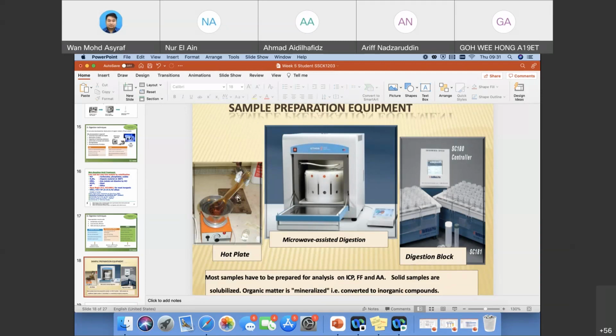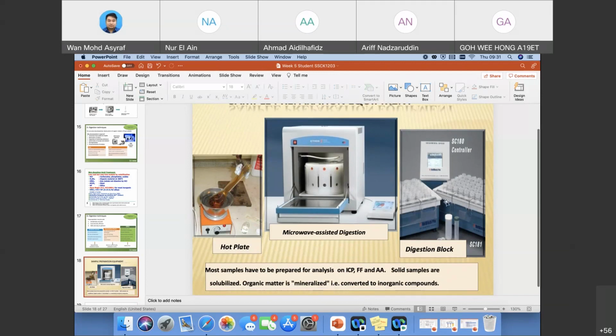So you heat it up. Or you might be able to use a microwave assisted digestion where you put your sample inside. There are tubes inside here. So you put your sample in, you put your acids in, and then maybe you have a digestion block which will measure the temperature, which is much more uniform from one another.